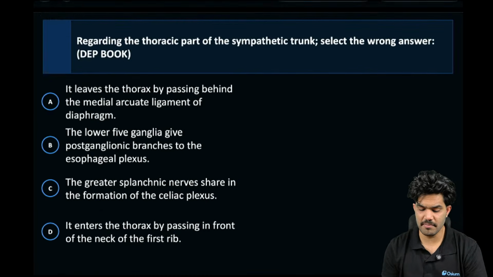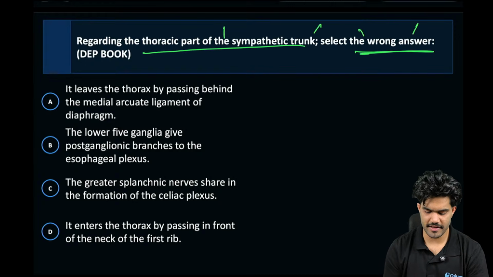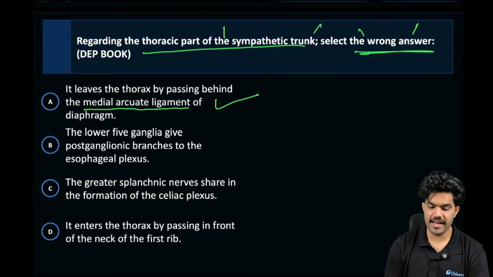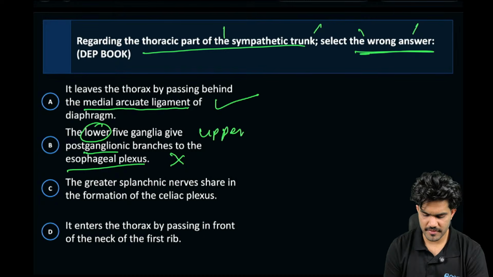Regarding the thoracic part of the sympathetic trunk, select the wrong answer. It leaves the thorax by passing behind the medial arcuate ligament. Yes, it's true. The lower 5 ganglia give postganglionic branches to the esophagus. No. Who gives? Upper 5. So this will be the wrong statement.